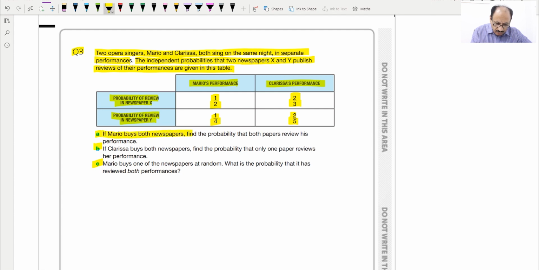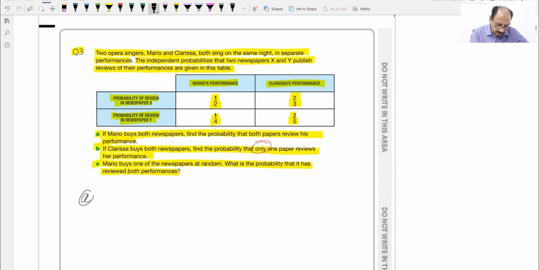A part says if Mario buys both newspapers, find the probability that both papers review his performance. B part, if Clarissa buys two newspapers, find the probability that only one paper reviews her performance. Only one. In probability, wording is very important, so they are saying only one. Now the next C part: Mario buys one of the newspapers at random. What's the probability that it has reviewed both performances?